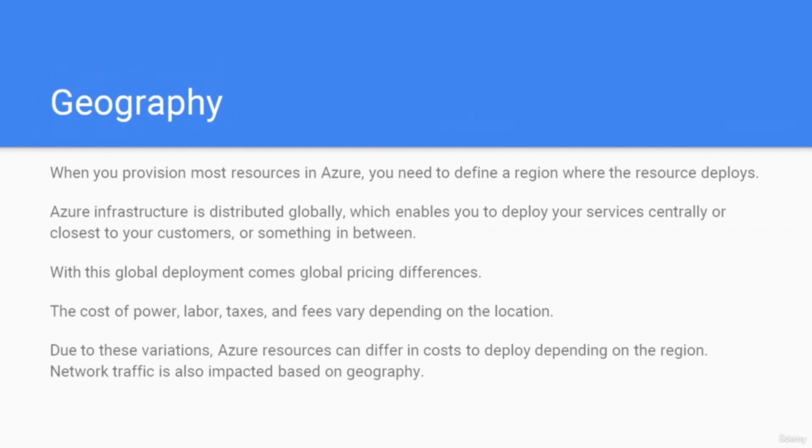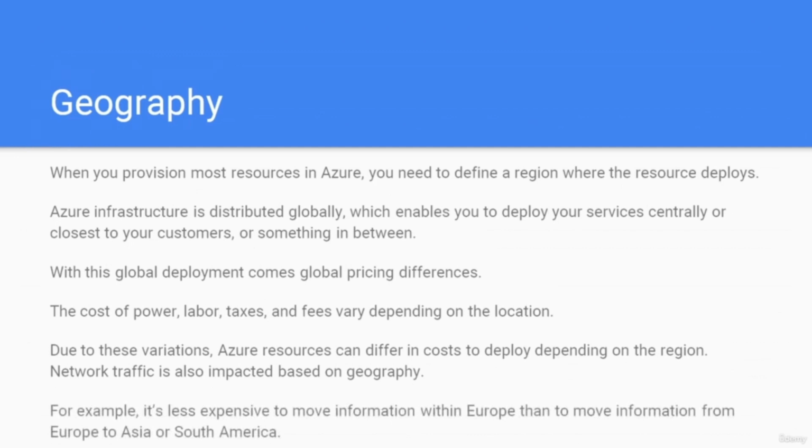Network traffic is also impacted based on geography. So for example, it is less expensive to move information within Europe than to move information from Europe to Asia or South America.